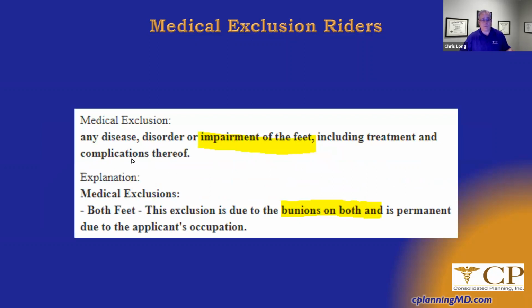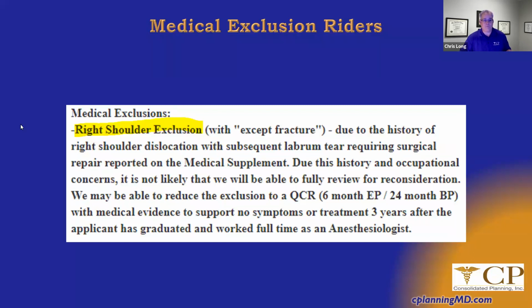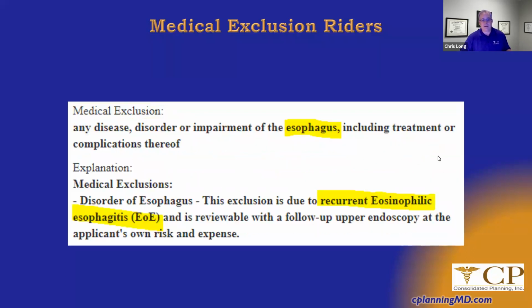Here's one where they put an exclusion on the feet because of bunions, and permanent due to this particular specialty this client was in. Would you have thought bunions were going to result in a permanent exclusion on your feet? So now if anything happens, any type of disease, disorder, or impairment of the feet, it's not covered. Right shoulder. We see a lot of orthopedic type stuff, so an exclusion on the shoulder. Here we have some issues with esophagus, EoE, and so they put an exclusion there.